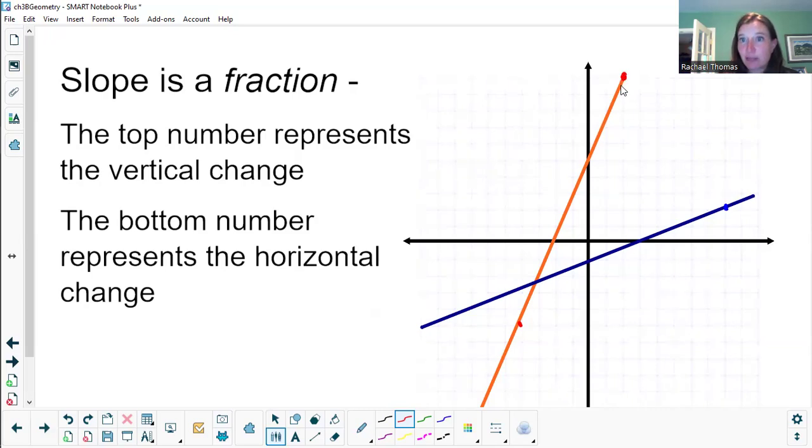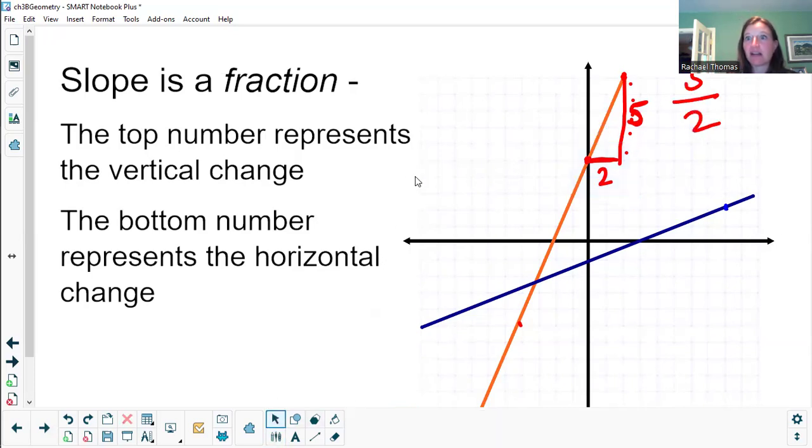If I go from this point right here to this point down here, I had to move left and right 2 and up and down 1, 2, 3, 4, 5. Vertical change divided by horizontal change, the slope of this line is 5/2.